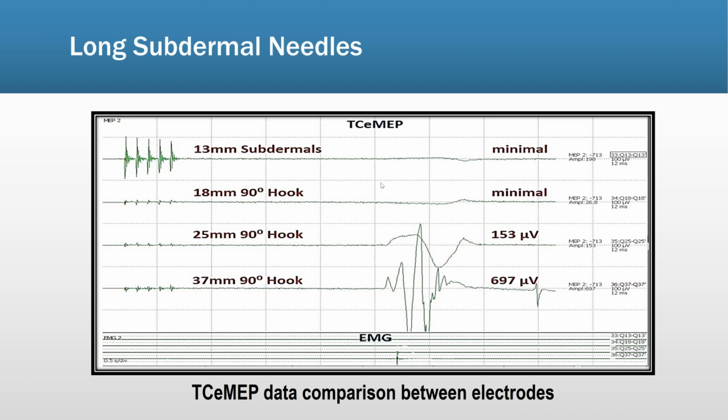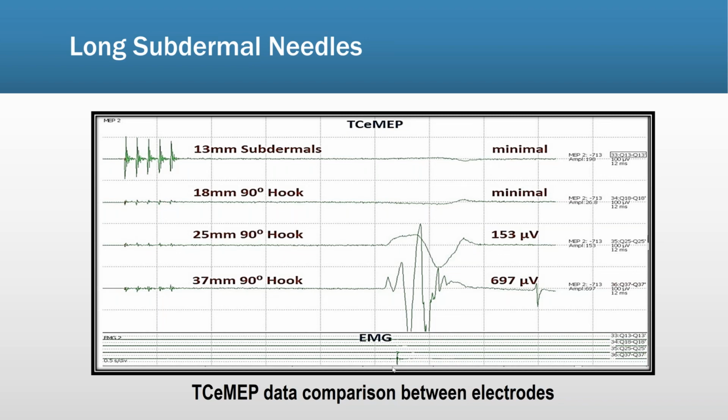So this is EMG recording for motor recording, comparing the 13 millimeter, 18, 25, and 37 millimeter needles in this picture. On the bottom, you have free running EMG, and on the top is a triggered EMG. In this specific patient, the signal size for motor evoked potential was about 700 microvolt in 37 millimeter and 153 microvolt in 25 and almost zero in 18 and 13 millimeter.